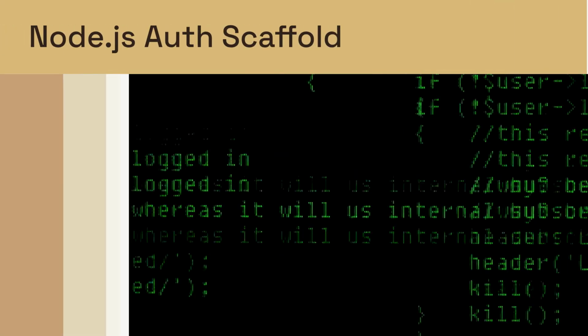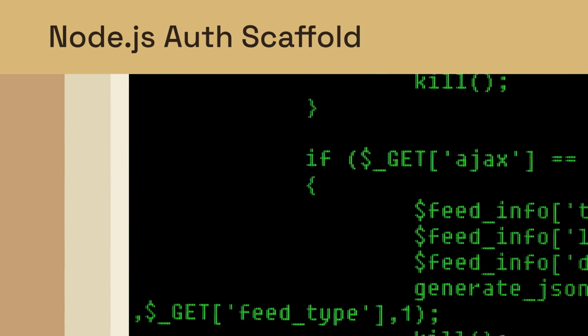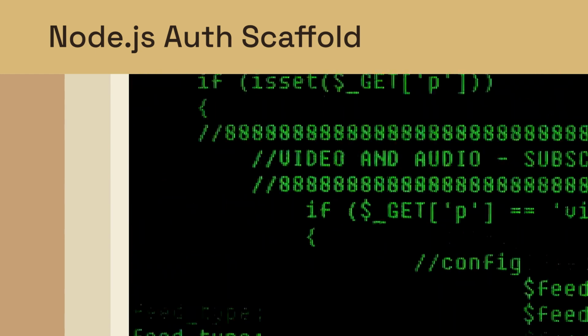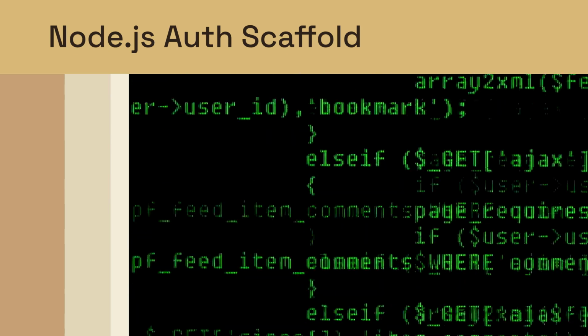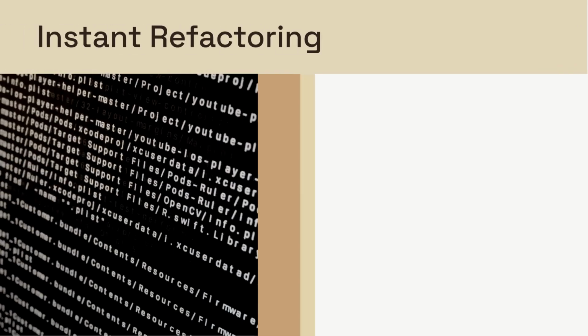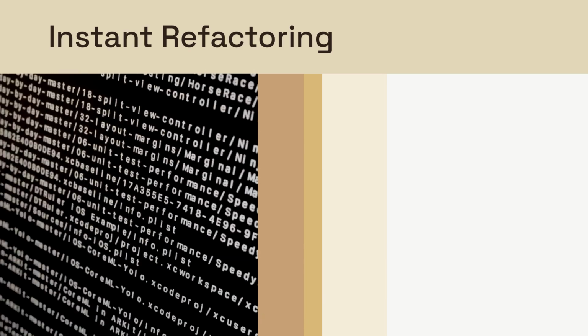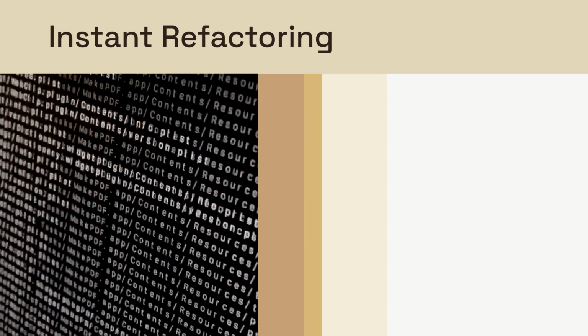I gave it a complex prompt: generate a Node.js authentication service with Express, JWT, registration, login, and refresh tokens. The result? A working scaffold in seconds. A quick follow-up prompt: add Joi validation. Cursor instantly refactors the entire service, ensuring robustness without me manually touching every route.